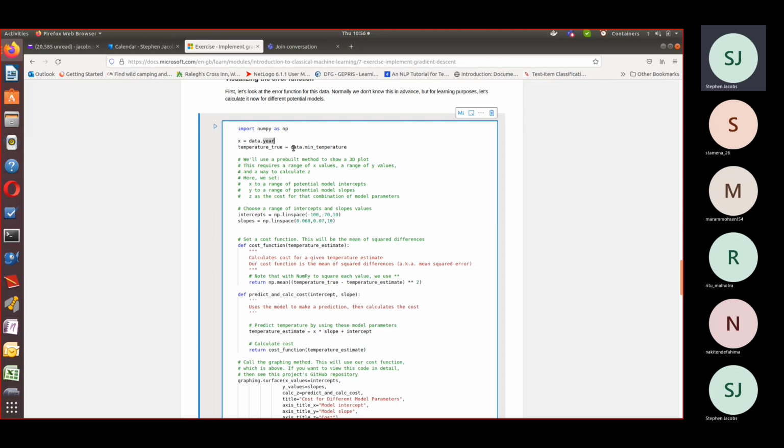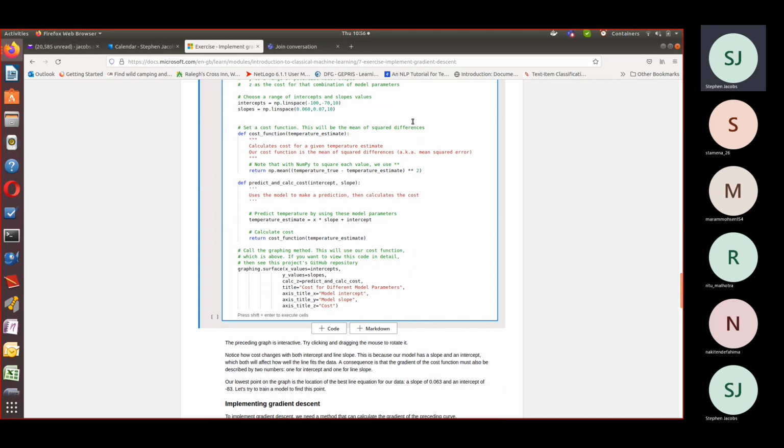And our temperature true is initially what we're looking for, our data.minimum temperature. So we're looking for the minimum temperature for a year that we put in. Okay, and that's our, no, that's not a prediction value. That is the actual value from the data. So from the data set, we can take out the minimum temperature. And of course, that is our true value. That is our ground truth, the minimum value. So we're trying to predict that now.